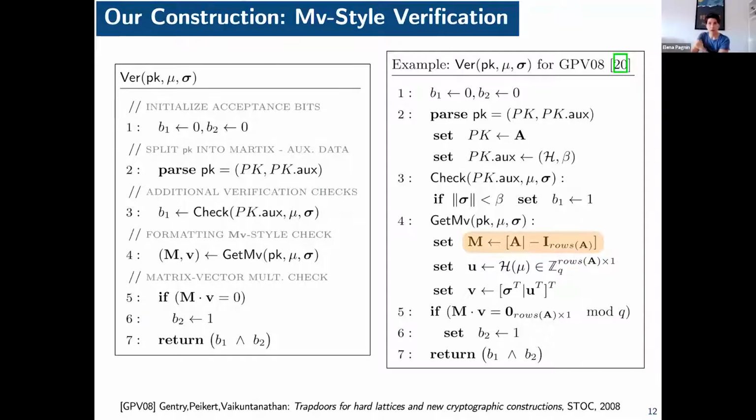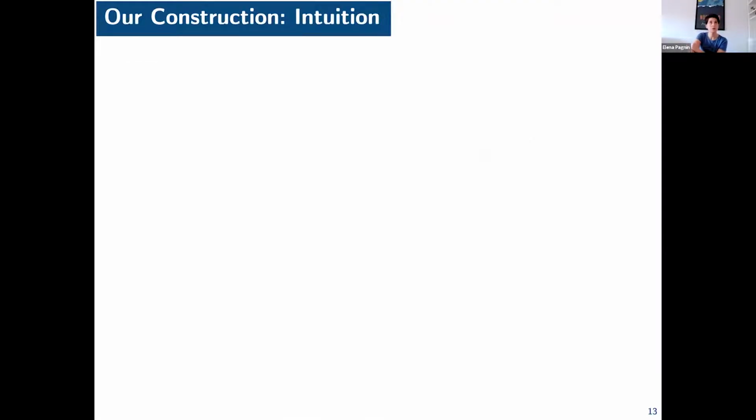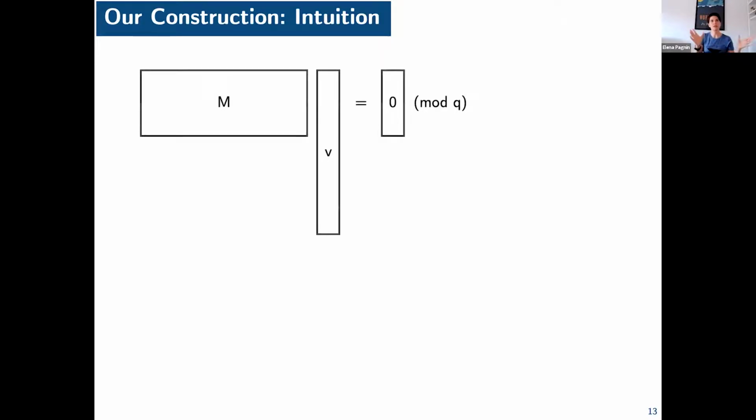Okay, so what I want to highlight here is that the way we get M is basically just by padding the public key with an identity, so nothing too fancy. And line 5 is the matrix vector check. Good. Now, even if you didn't understand the previous example, I can still give you an intuition of our compiler, and most likely you're going to understand it. So this is my matrix vector multiplication, and hopefully I convinced you that there is a generic way to read many digital signature schemes in this shape.